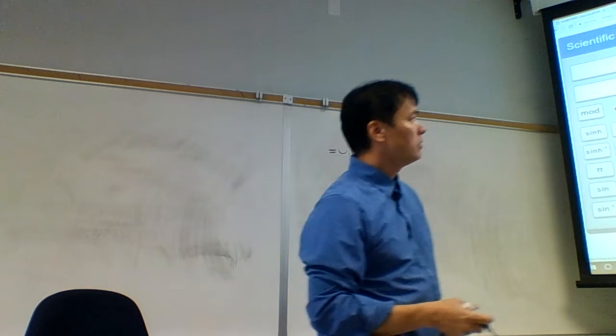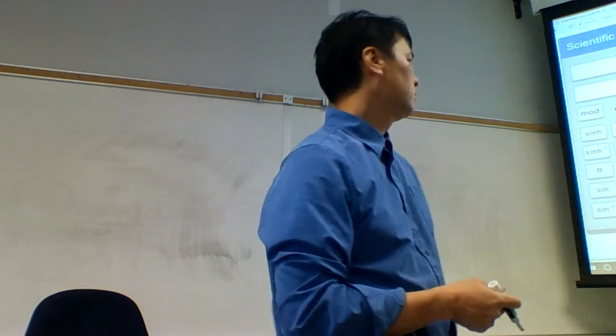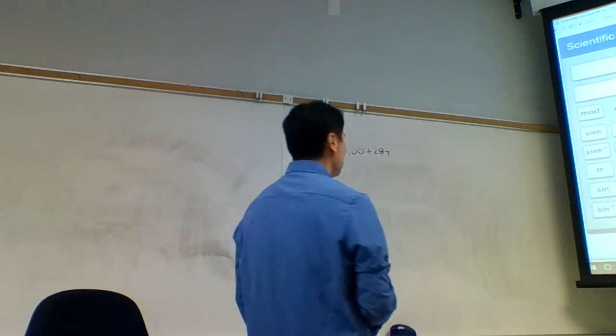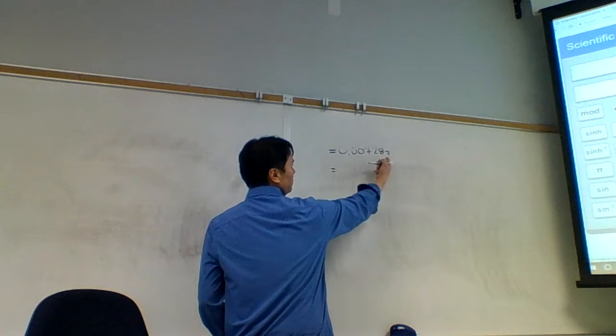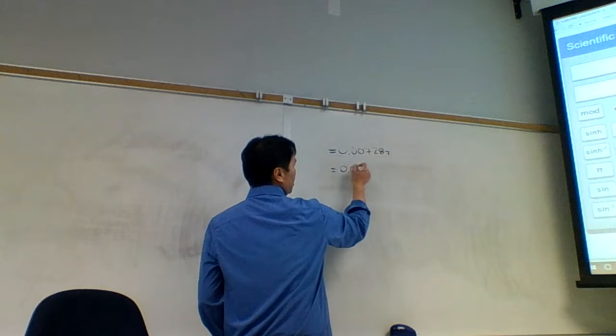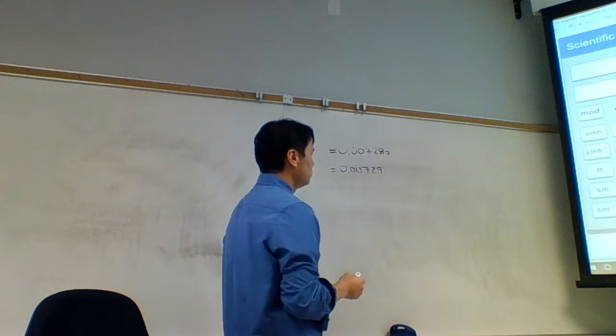So after the 7, if there's a 6, should I round up the 7 to an 8? No, then we'll have that cascading, you know, domino effect of rounding. And so what we do here is you're going to show me the digit that you're going to drop, and then we'll just go ahead and round it to 0.00729.